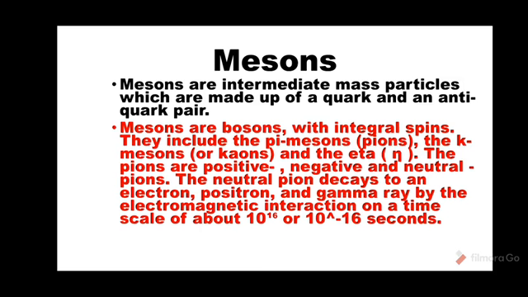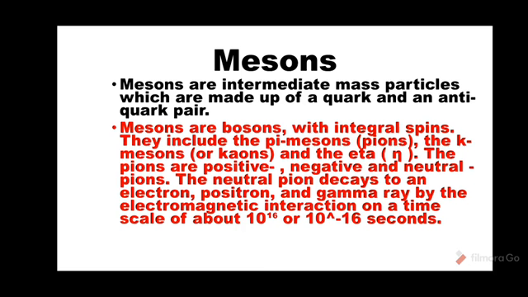Mesons are intermediate mass particles which are made up of a quark and an antiquark. That means for every meson there are only two quarks, one quark and its antiparticle. We are going to see a picture of these things. Mesons are bosons with integral spins. They include the pi mesons or pions, the K mesons or kaons, and the eta. The pions are positive, negative, and neutral pions.